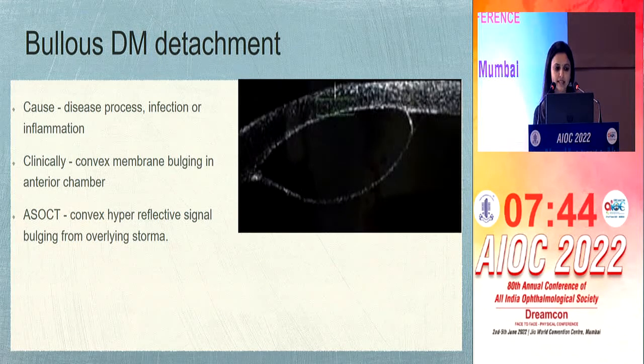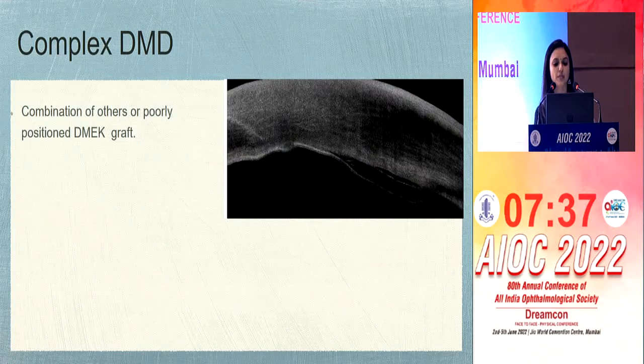In bullous, it's exactly the opposite. It can be because of a disease process, infection, or inflammation, and it's seen as a convex membrane bulging in the anterior chamber. And in complex, you can have a mixture of all of these.